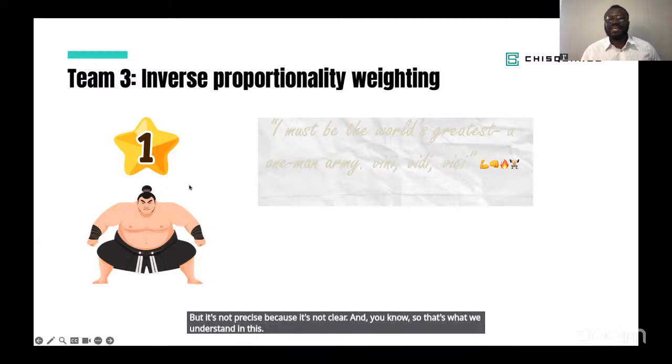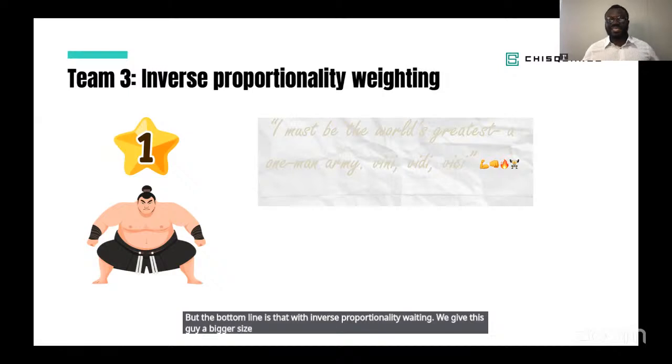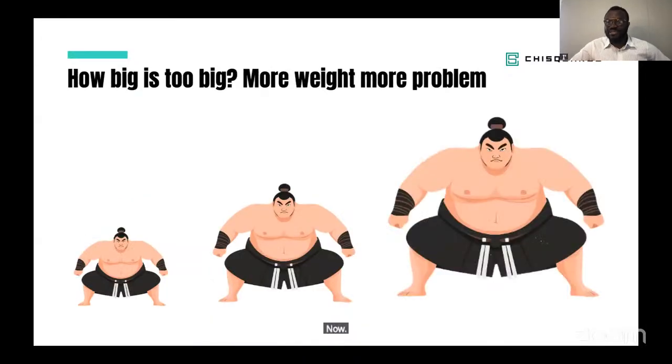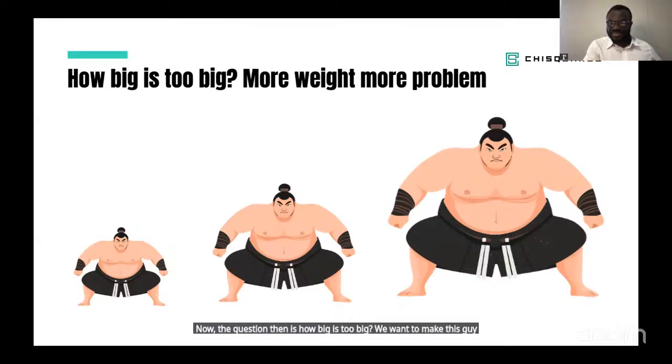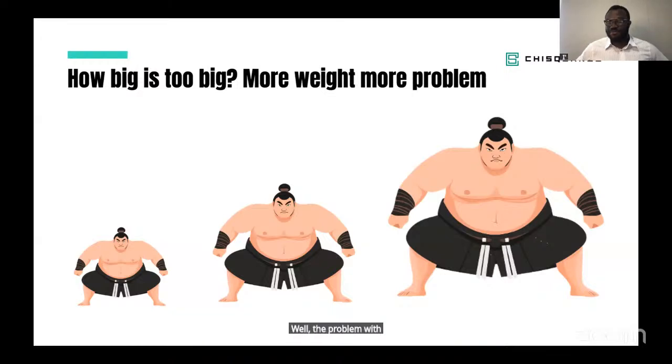But the bottom line is that with inverse proportionality weighting, we give this guy a bigger size, right? The bigger size so that he represents himself and the guy who was supposed to be there, but is missing. Now, the question then is, how big is too big? We want to make this guy big to represent the other guy, but how big should we allow this guy to be? Well, the problem with more weight is that you have more problem, both physically and statistically, right?